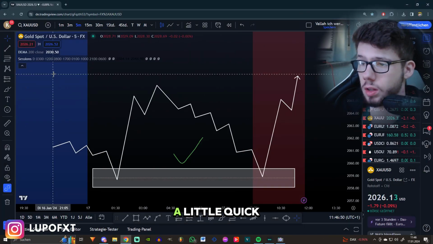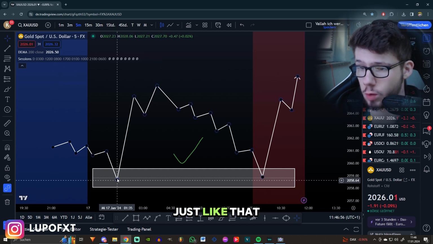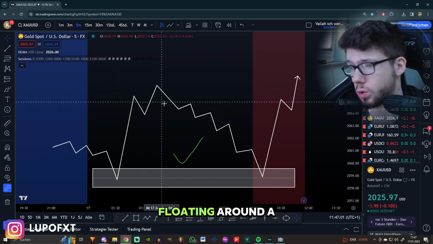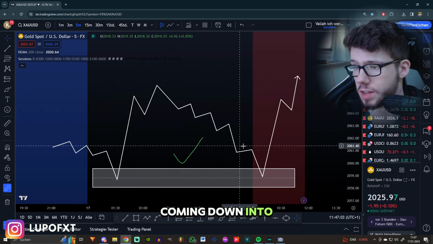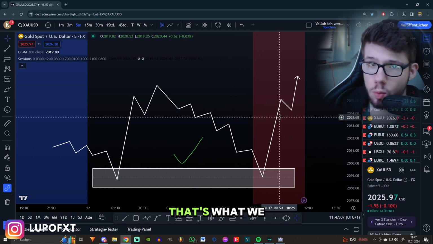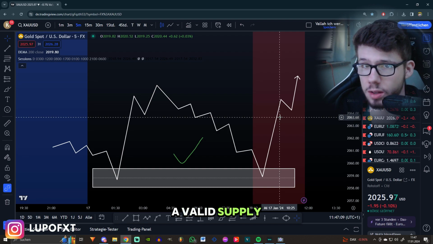Alright guys, and here's just a little quick tip. I said it before, we want to see price slowly come back into our zone, just like that. We shot up like crazy, marked up our demand zone here, then we were floating around a little bit and slowly coming down into that zone, and as soon as we approached the zone again, we shot up again. That's what we want to see for a valid supply and demand zone.